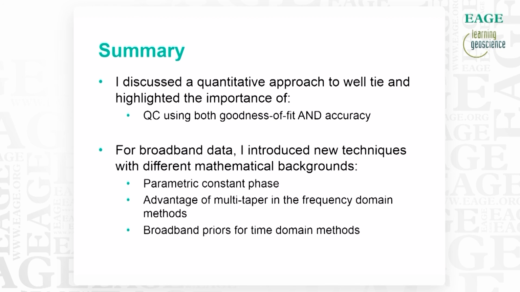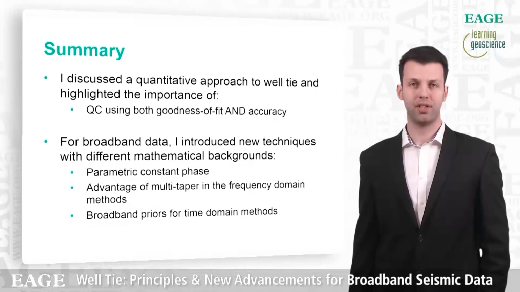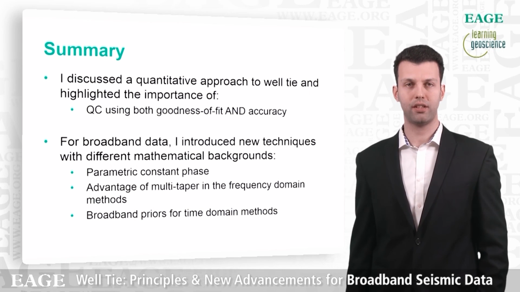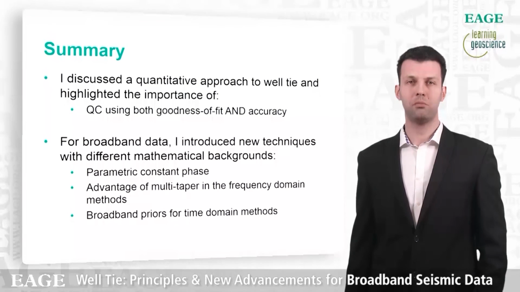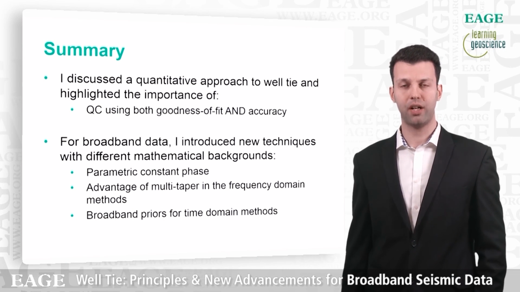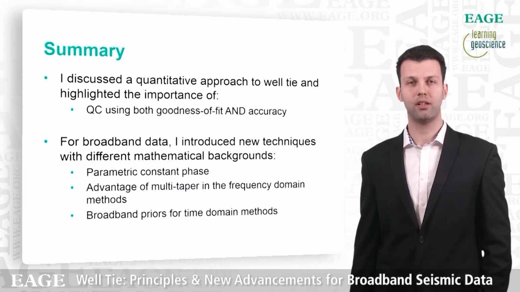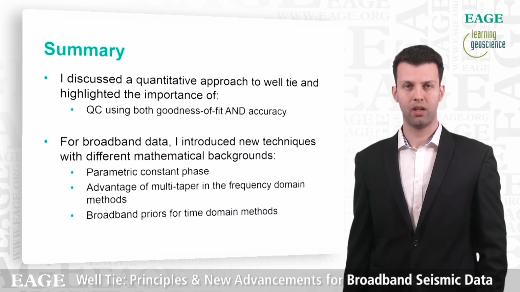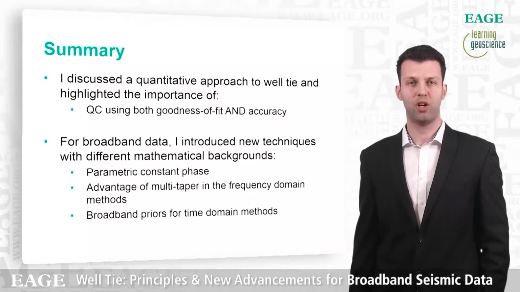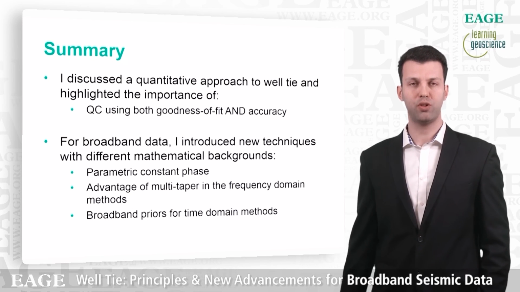So I briefly discussed a quantitative approach to well tie and highlighted the importance of QC. I showed you how to QC the goodness of fit and accuracy, and deal with the compromise effectively. For broadband data, I briefly explained 3 different techniques. All have different mathematical backgrounds, but they complement each other, and we have to use all of them together to make sure the well tie is accurate. A good workflow is perhaps to start with parametric constant phase and then use the other 2 methods to improve upon it.